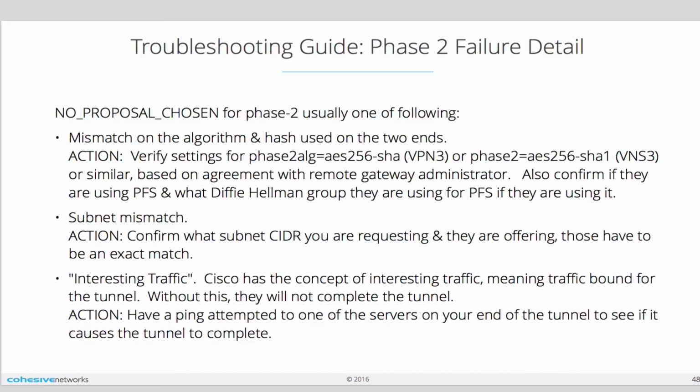So just in more detail, "no proposal chosen" for phase two is broader, right? You might have a mismatch on the algorithm and hash. You might have a mismatch on PFS and Diffie-Hellman group. You might have a mismatch on what you're requesting versus what you're offering, so your tunnel specification.